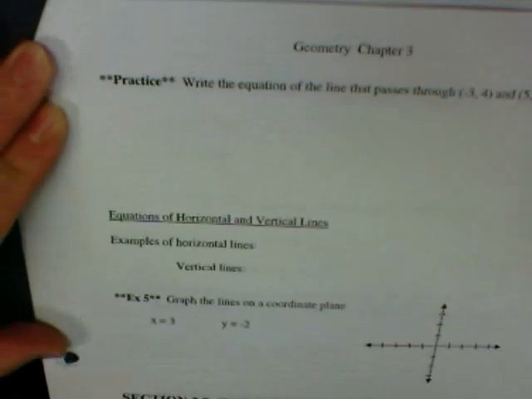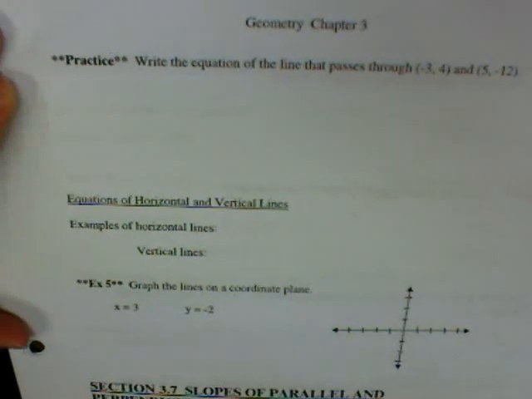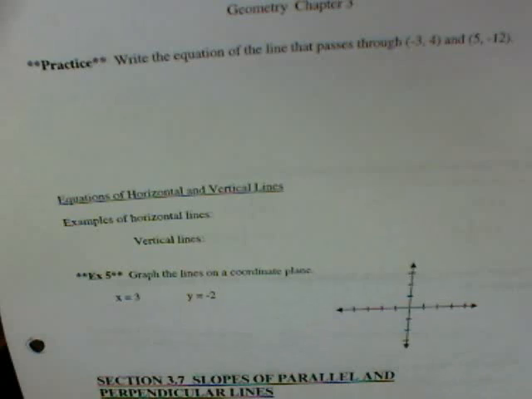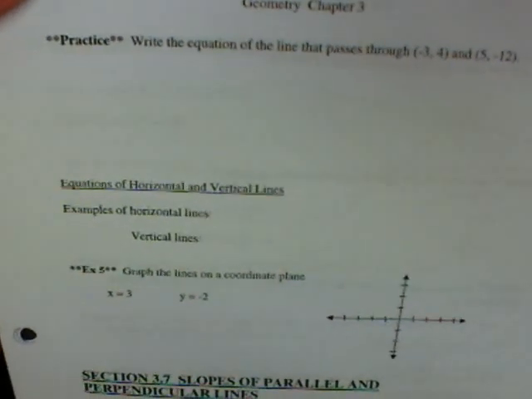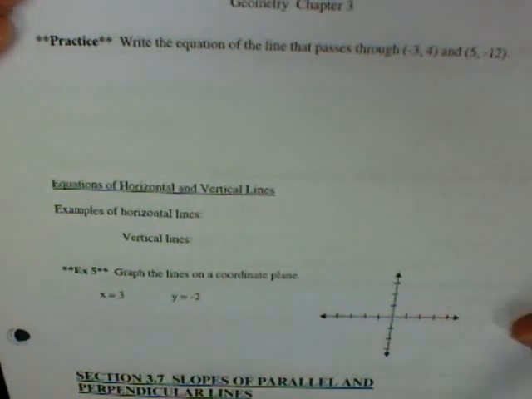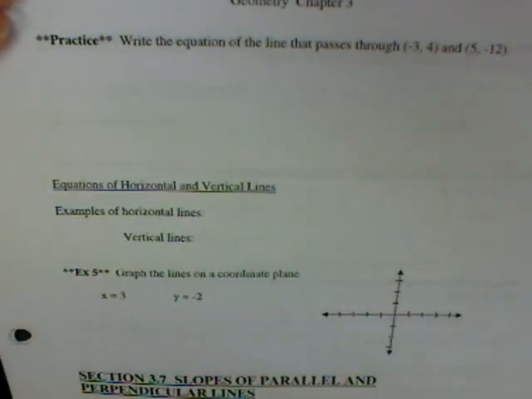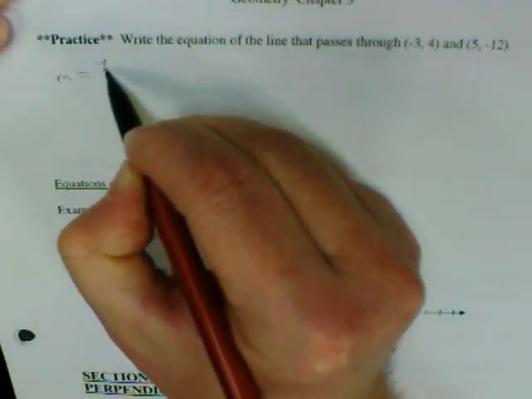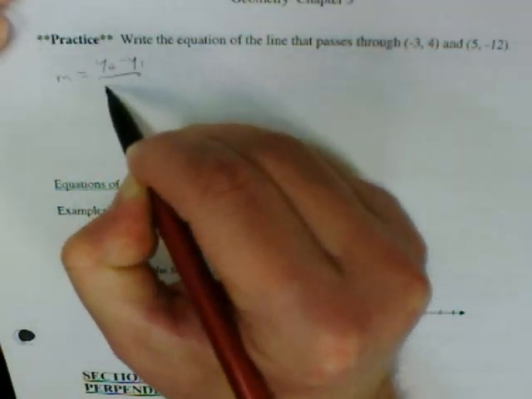Flipping it over to page 15, there's a practice problem that's just like it, so go ahead and pause the video, write yourself an equation of a line that's going to pass through those 2 points. All right, let's see how you did. You want to first figure out the slope. Start with your little slope formula.